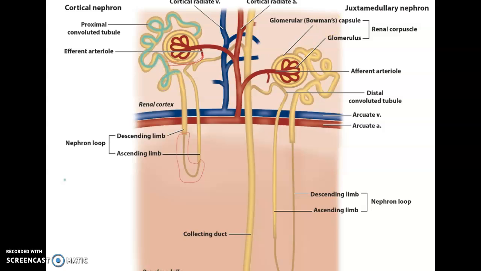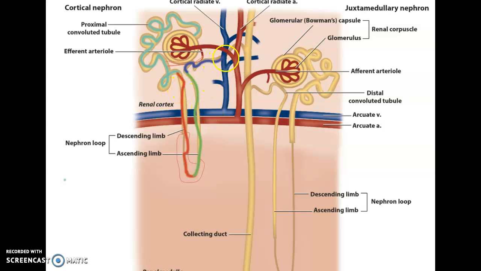blue. Then let's do a contrast color. Red's probably not a good color. Here's the descending limb. Then we are going to get to the ascending limb and do the same color combination on this one. And then finally, we have the distal convoluted tubule. And blue and red are not good choices.